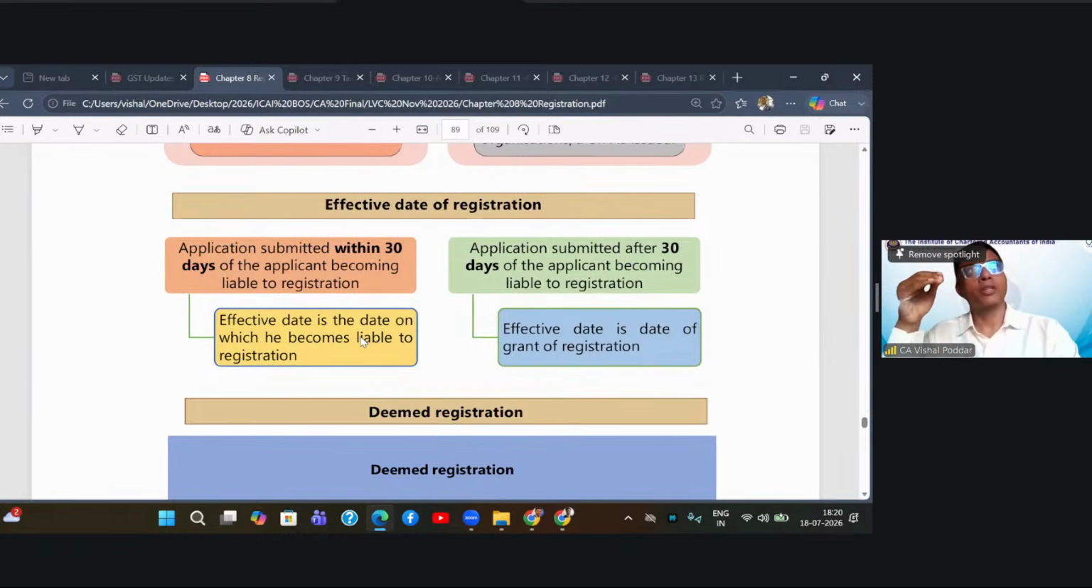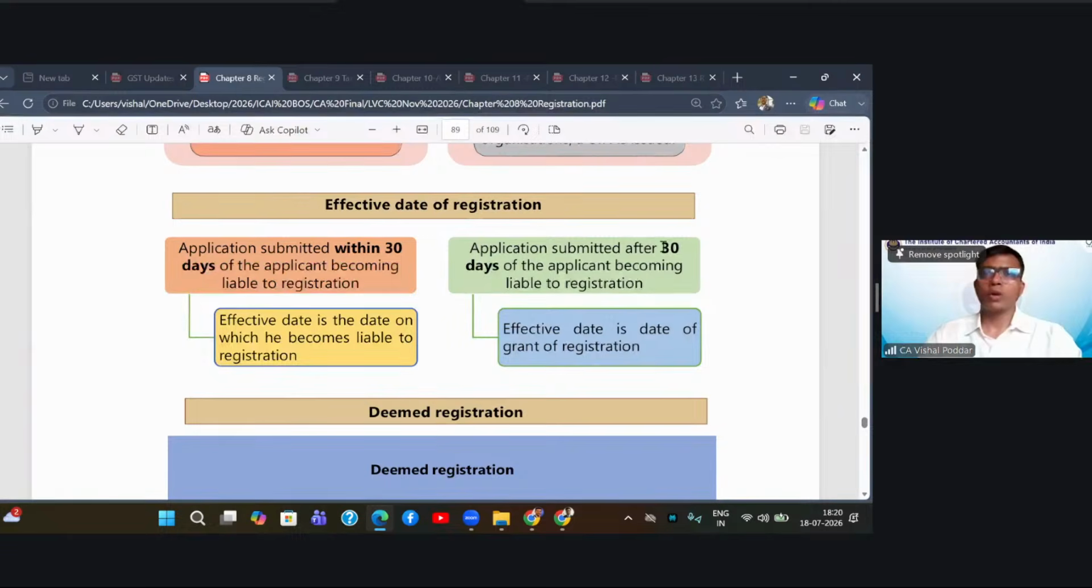Now you are receiving the registration number and the certificate on 25th of November. But from which date will you be treated as registered? The answer is today, that is 18th of July. That is the date on which you became liable. Now, this will be the rule only if you have applied within the 30 days window. So if you are within time, we will give you registration from day one on which you are liable.